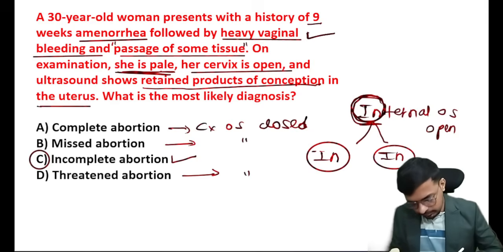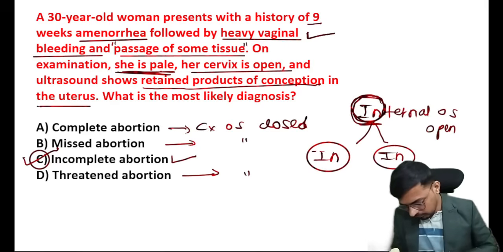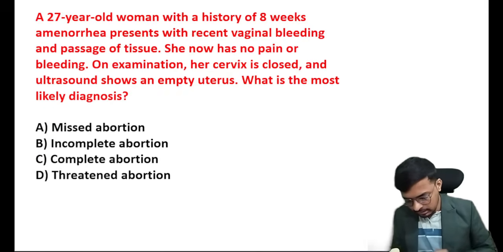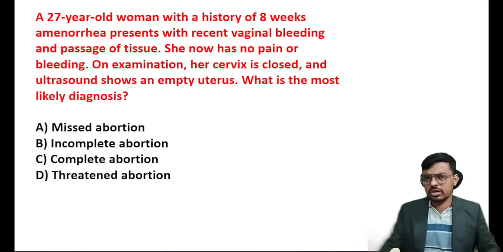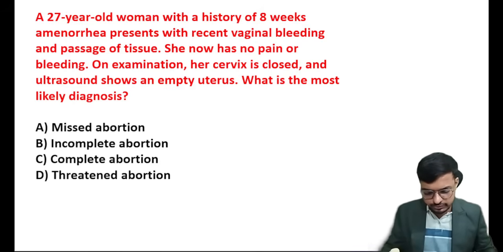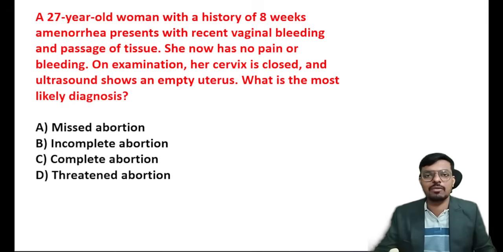So the correct answer for this question goes to option C, and many of you have chosen the correct answer. Hope it is clear to every one of you, and the difference between the incomplete and complete abortion is clear. So here is the next question and the last question on the types of abortion. Please respond quickly. I'm waiting for your golden answer in the comment box, because this particular scenario I have just explained to every one of you.